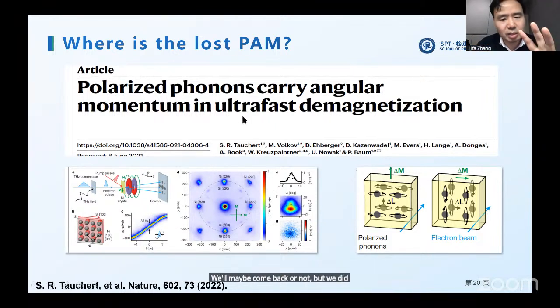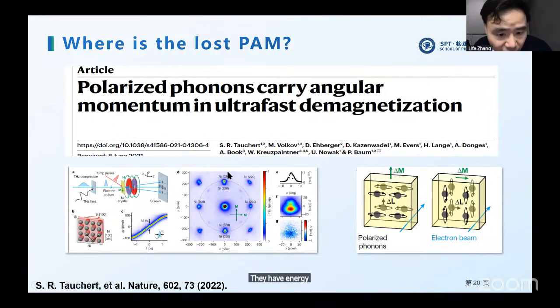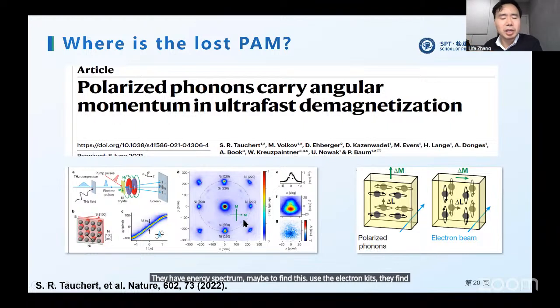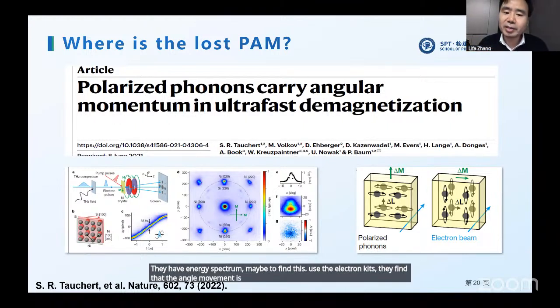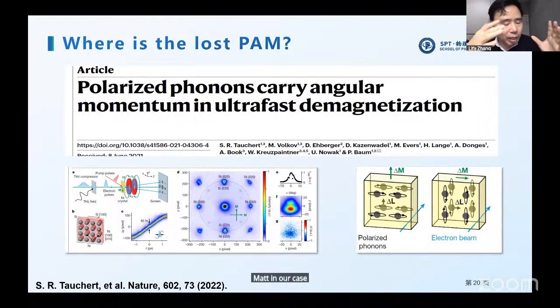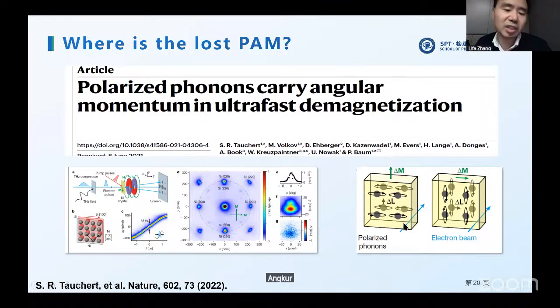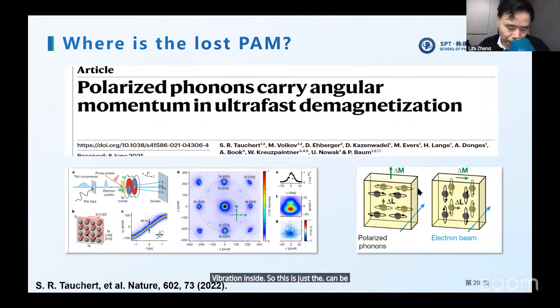But we never found this angular momentum, so the angular momentum disappeared. So this is a long-standing puzzle for this system. Just very recently, using an electron-diffraction energy spectrum, they found that the angular momentum does not disappear. Each atom vibrates just inside, but in the magnon case, it transfers angular momentum to the phonons. So each atom does angular vibration inside. So this can be a verification of phonon angular momentum.